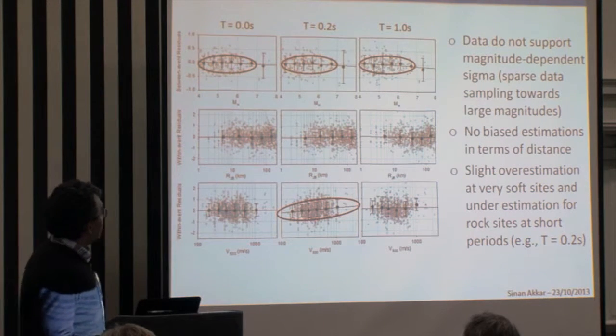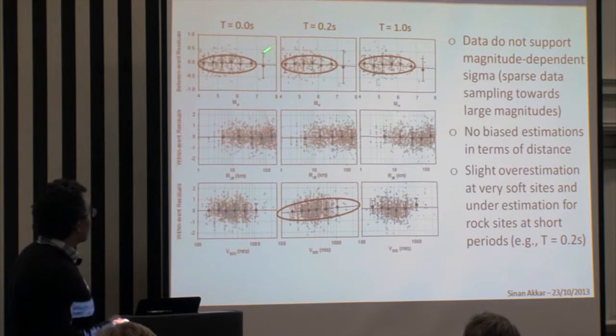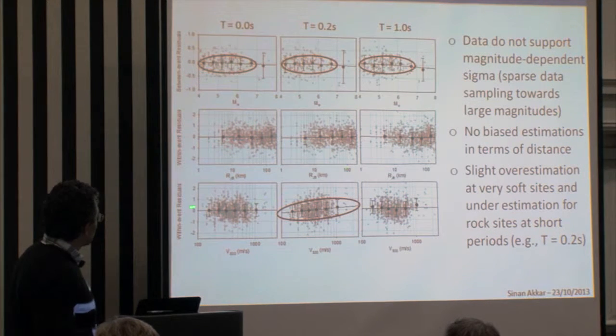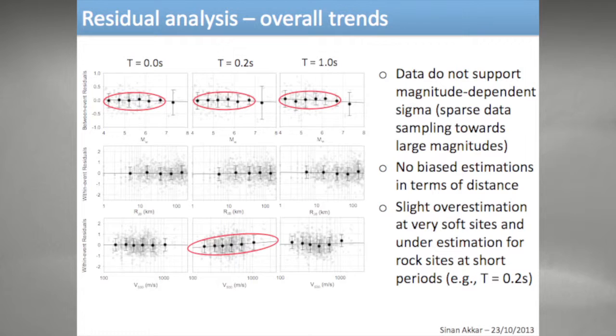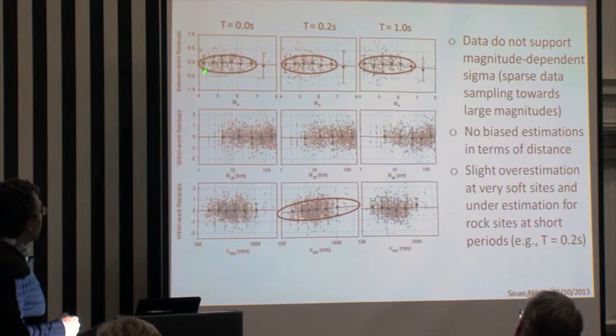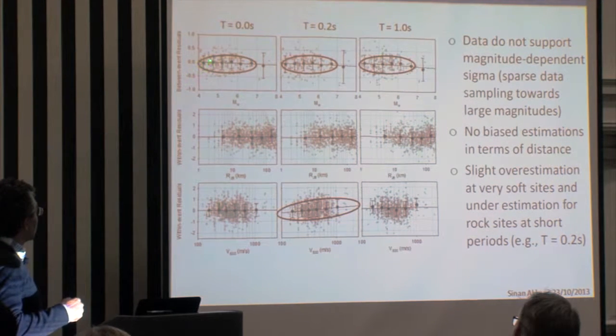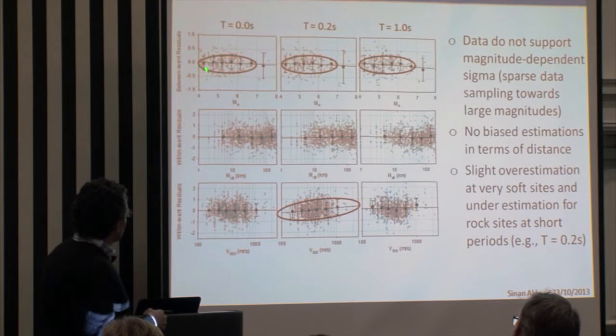These are the residual analyses, showing the overall trend. The first row shows the between event residuals, and the second row shows the within event residuals, in terms of distance, Joyner-Boore distance, and again in terms of shear wave velocity. As I told you at the beginning of my presentation, the large magnitude events in our database are missing. A brief explanation: we divided the residuals into different magnitude and distance bins, we have 30 bins, so each dot here shows the average of each bin, and this is the standard deviation above the average.